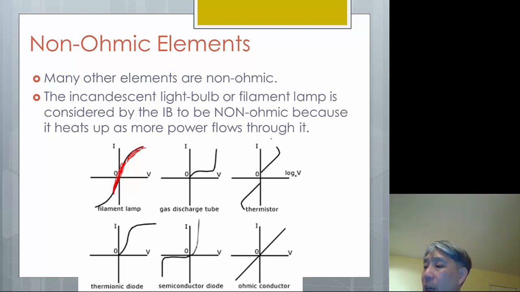On this side, we have the curve for a thermistor. It's a really funky looking curve. You will not be expected to reproduce it. Over here, we'll have something that we'll talk about in a few lessons, and that's the diode. Again, non-ohmic. I cannot use delta V equals IR for these elements. I could for the filament lamp as long as I'm in that linear portion.